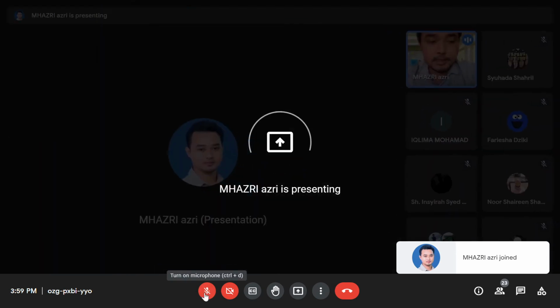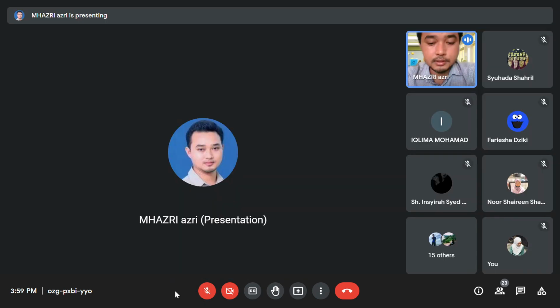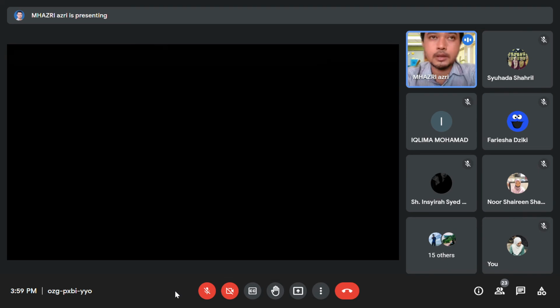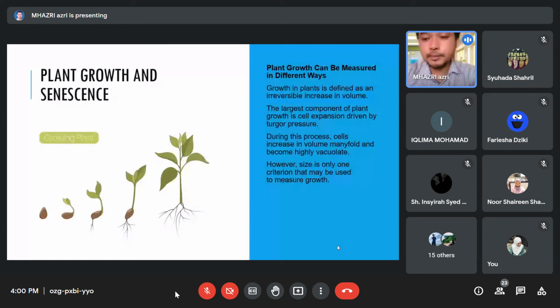So this is our last topic, growth and also senescence. Okay. So even though plants can grow continuously, they eventually enter a senescence stage. What is senescence? What is growth? We will discuss in this topic. So plant growth is defined as an irreversible increase in volume. The largest component of plant growth is cell expansion driven by turgor pressure. Okay, so during this process, the cell will increase its volume manifold and also becomes highly vacuolated.